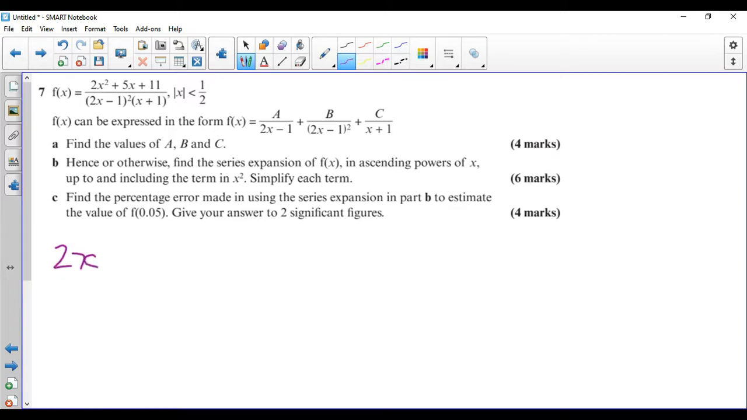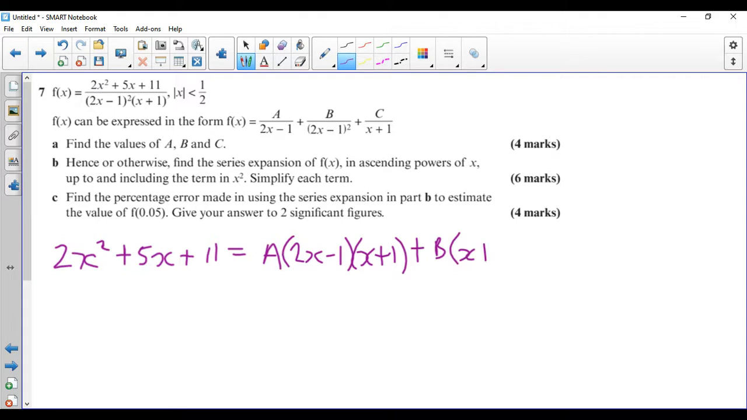So because they've given us the form, I'm going to go straight to multiplying through by the denominator of the fraction. So I've got 2x squared plus 5x plus 11 on the left hand side, and on the right what's going to be left next to A? Well, it's got a 2x minus 1 underneath it, so it'll cancel out one of the 2x minus 1s, but the other one will be left, as will the x plus 1. If I look at B, that is going to lose both of the 2x minus 1s because it's got a squared on the bottom and be left with just the x plus 1, and then C will be left with both of the 2x minus 1 brackets, so squared.